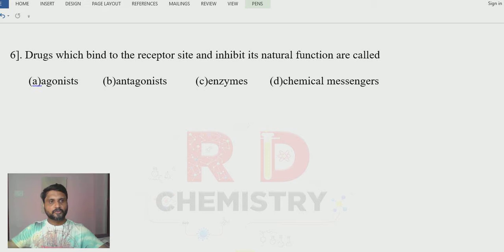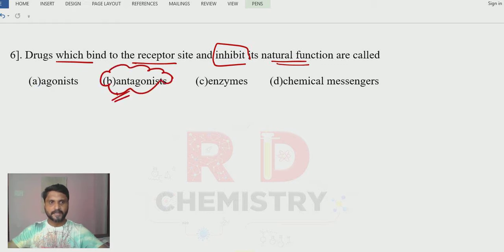Question number 6. A drug which binds to the receptor site and inhibits its natural function is called. Okay, remember, this is a straightforward question: antagonist, anti, remember, inhibits. Option number B is the answer.